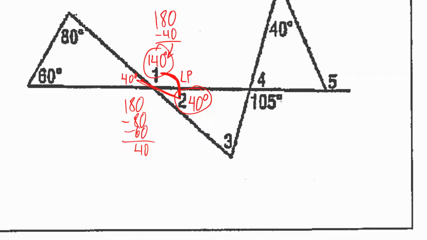Okay, now I'm going to do the same thing right here. This angle and this angle are a linear pair. They add up to 180. So what and 105 add up to 180? It's 75. Now I can find angle 3. I'm going to do 180 minus 75 minus 40. And that gives me 65 degrees for right there.